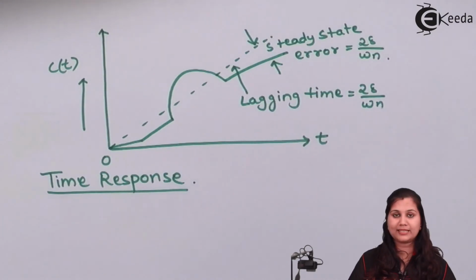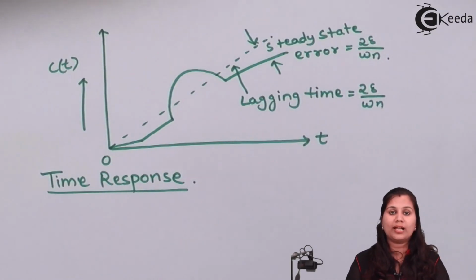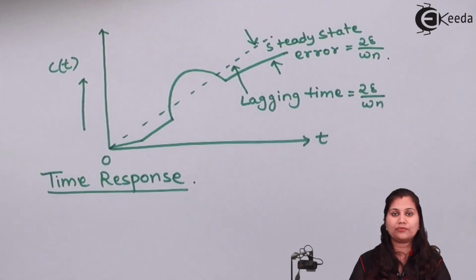So I hope that this video is clear to you, that how the time response for a second order control system can be calculated when the input is a unit ramp function. So thank you.